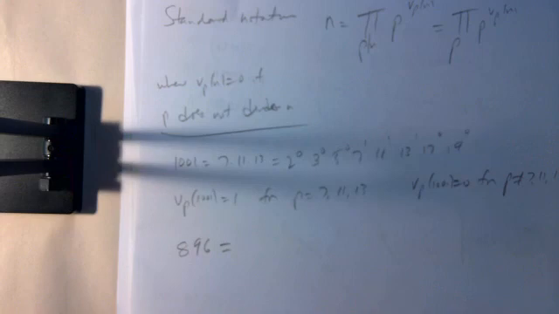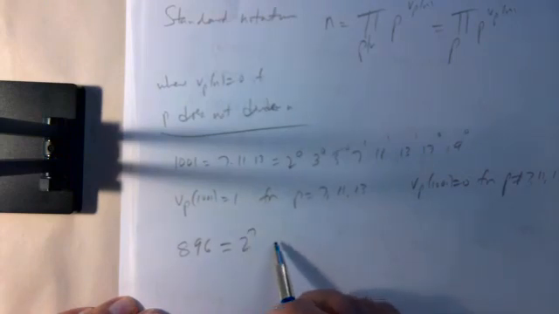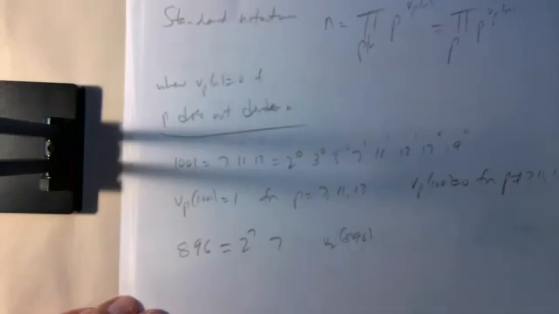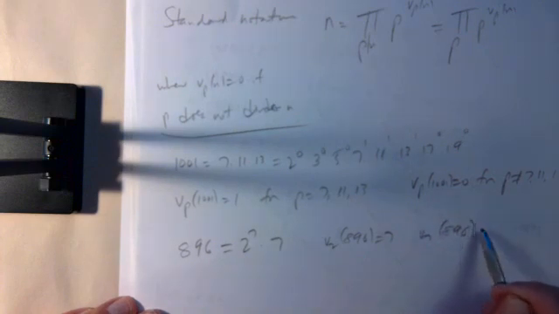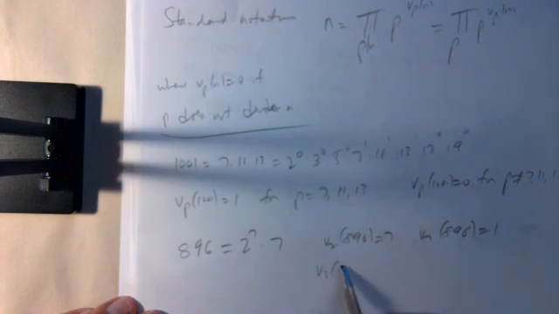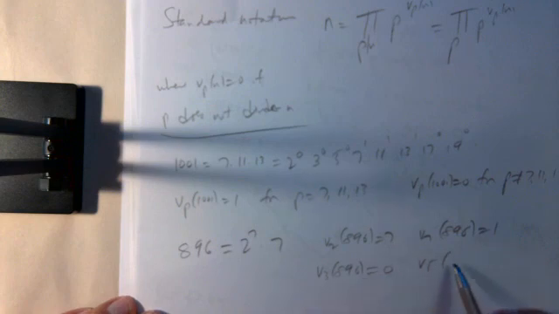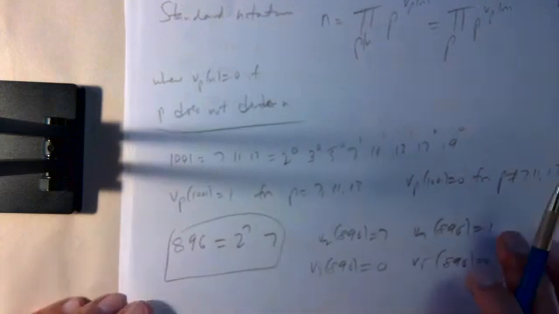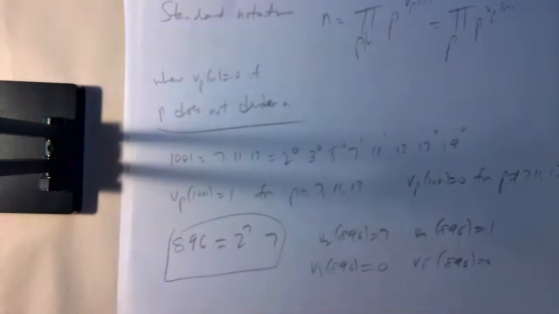What's one prime that divides 896? 2 to the 7 times 7. Excellent. So this is 2 to the 7th times 7. So V2 of 896 is 7. V7 of 896 is 1. V3 of 896 is 0, because 3 doesn't divide 896, and 5 doesn't divide 896, so V5 of 896 is 0, and so forth. But this is the factorization. It's kind of pretty.